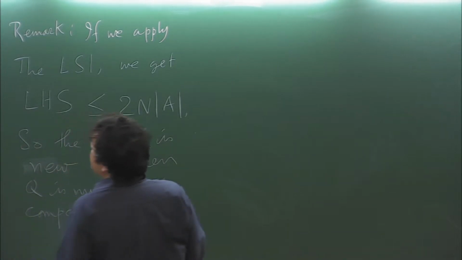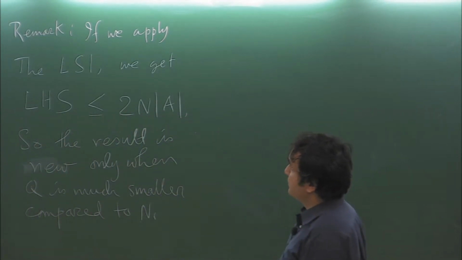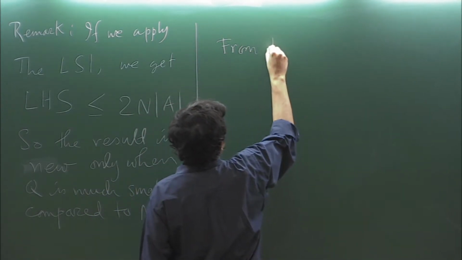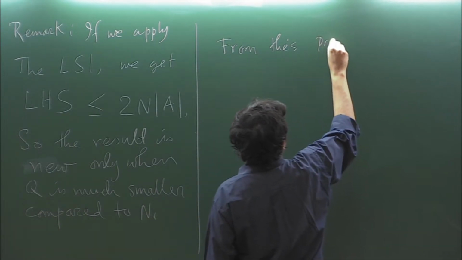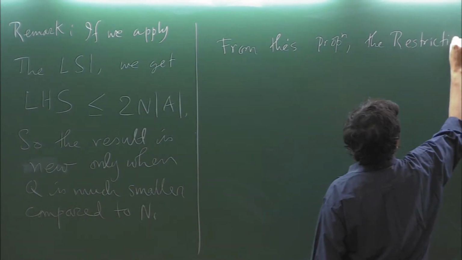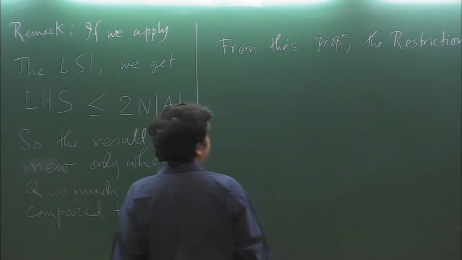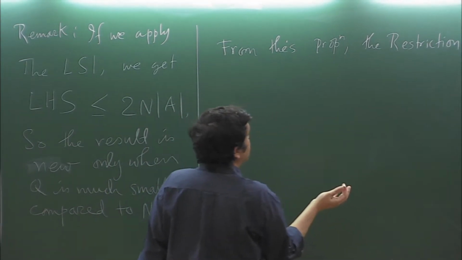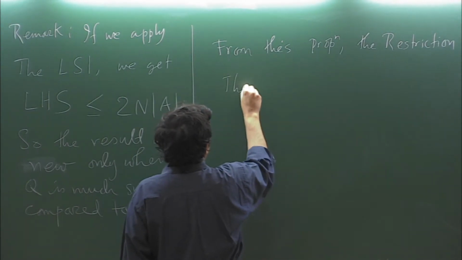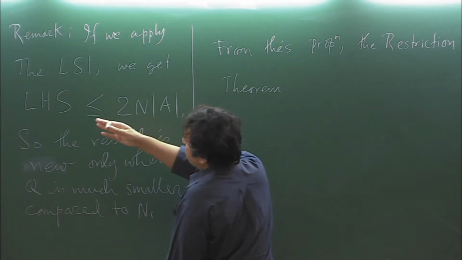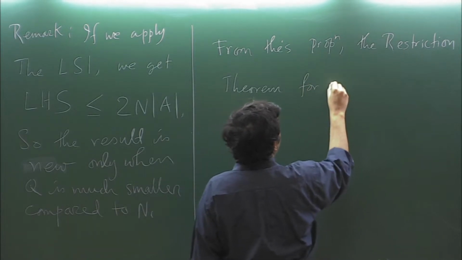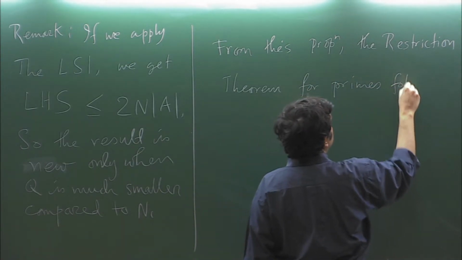And from this proposition, the restriction theorem that Surya was mentioning today will follow, which means an L^p norm with the expected bound, where p is between 2 and 3. The restriction theorem for primes follows.